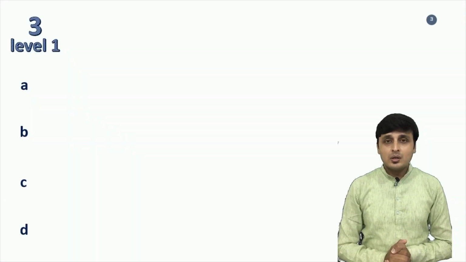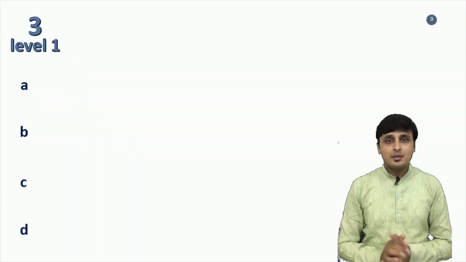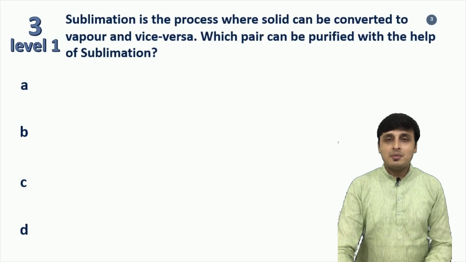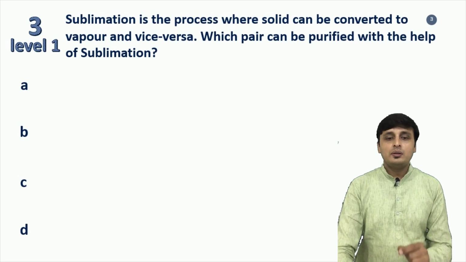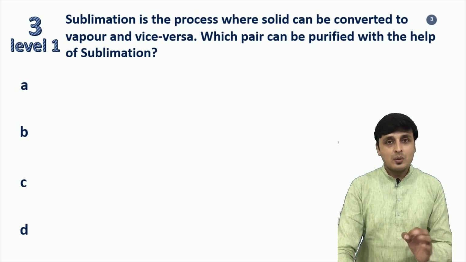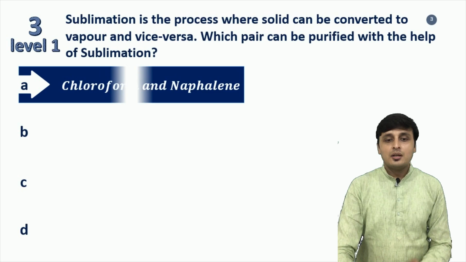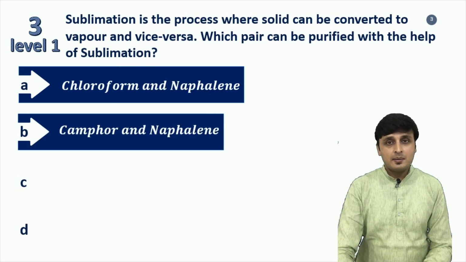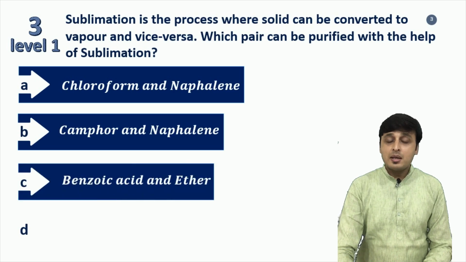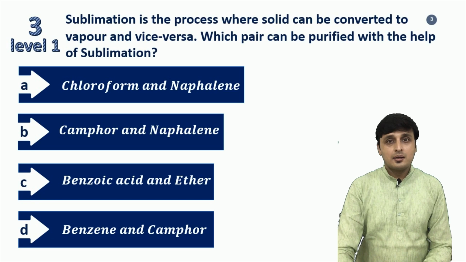Now presenting the third question of the show, question 3, level 1, and the question is: sublimation is the process where a solid can be converted to vapor and vice versa. Which pair can be purified with the help of sublimation? Options are: option A, chloroform and naphthalene. Option B, camphor and naphthalene. Option C, benzoic acid and ether. And option D, benzene and camphor.